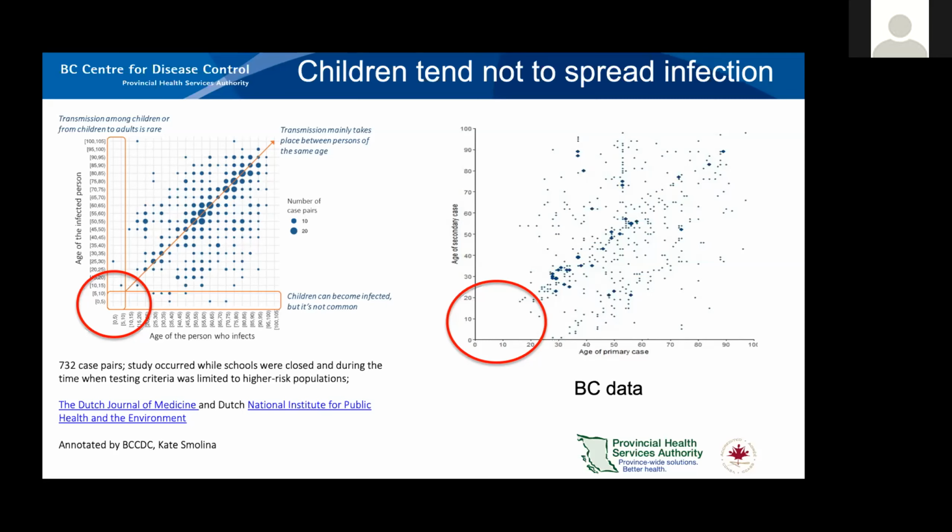And then in BC, we have shown similar data where you have the correlation between age of primary case versus age of secondary case. And again, the circle shows that you have a dearth of cases in the very young.